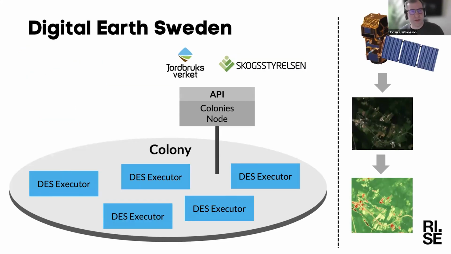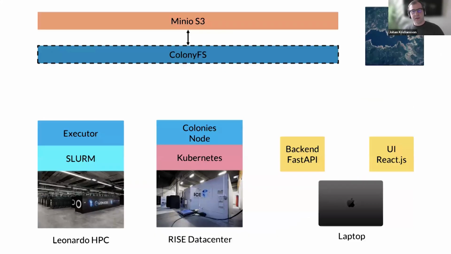Another very similar use case I'm working on is Digital Art Sweden. RISE is collecting a lot of satellite data, and this data is stored in our data center, but we don't have any compute. We don't have any GPUs. So the idea would be to use colonies to dynamically add compute capacity to analyze these satellite images.